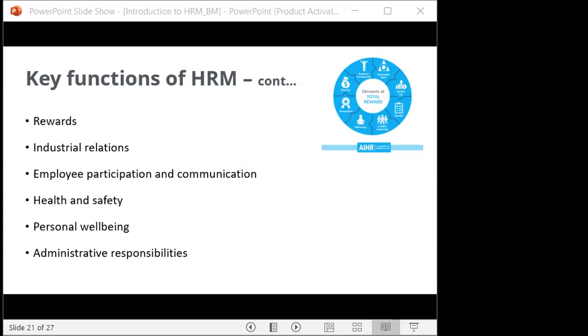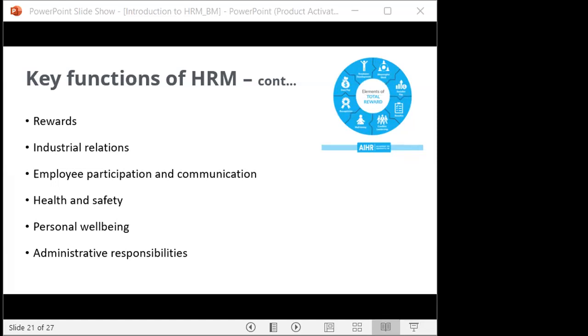Then we have personal well-being. Mainly, personal well-being is looking after the employees' mental and physical well-being. What sort of problems does the employee have? Is there anything that the HR department can sort out?